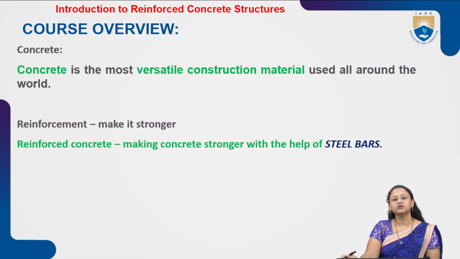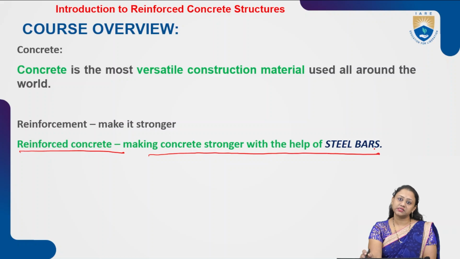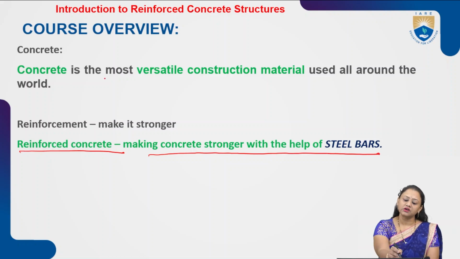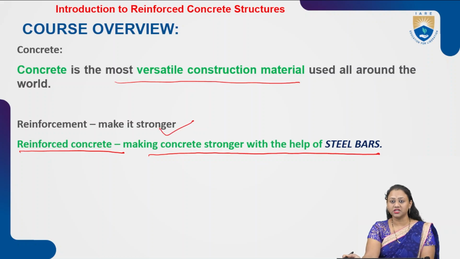When we use concrete with some kind of reinforcement in the form of steel bars, it is known as reinforced concrete. So what is reinforcement? Reinforcement is provided to make the material stronger in tension. So reinforced concrete is making concrete stronger with the help of steel bars. That is reinforced concrete members.